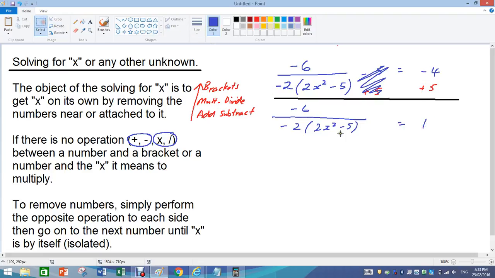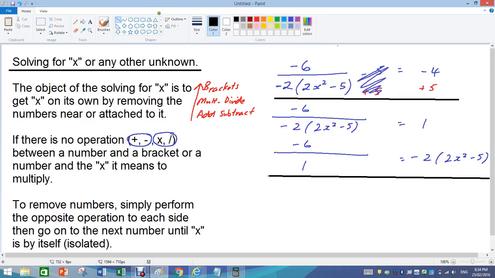Next job, x is on the bottom, that's no good to us, we need to swap it out. So I'll make a copy and just swap this with that. Minus 6 on 1 is minus 6 equals minus 2, 2x squared minus 5.